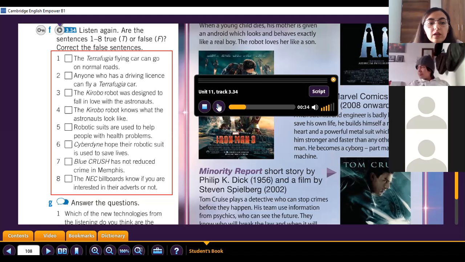So you heard a little bit of this Terrafugia flying car. We're going to listen again, so you're going to tell me if number 1 and number 2 are true or false. The Terrafugia flying car goes on normal roads? Can anyone who has a driving license fly a Terrafugia? Let's listen to see the answers.